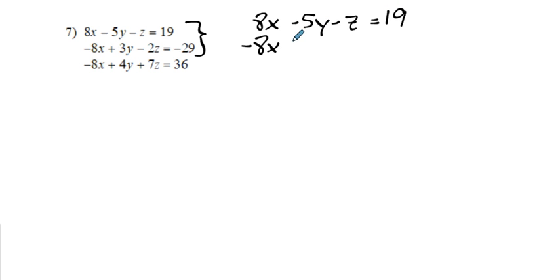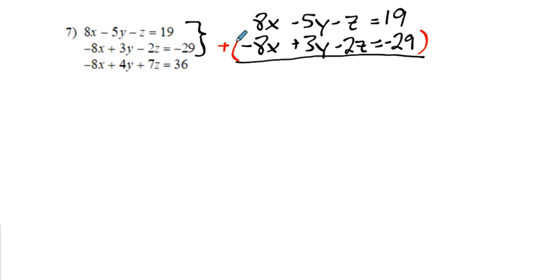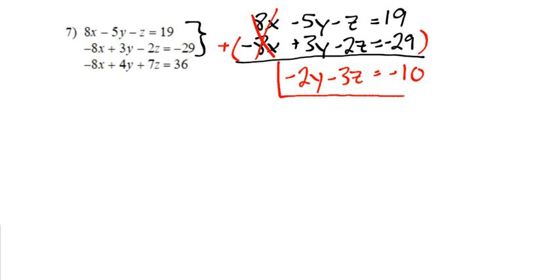Hopefully you said the x's. They have the same number. They both have an 8 in front of them, which means that if I were to add those equations up, x's would be eliminated, and I would end up with negative 2y minus 3z equals negative 10. So I'm just adding those up. So there's an equation created by more or less simplifying the first 2 equations, combining them into one. So I'm just going to kind of put that in my pocket, keep it for later.